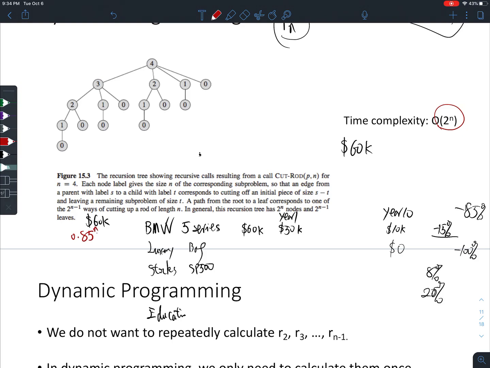But what if you invest in a stock? Since the annual return is going to be around 8%, your value is going to be 1.08 to the power of n. And here, what if you invest in education? It is going to be 1.2 to the power of n, where n is the number of years that you spend at school.